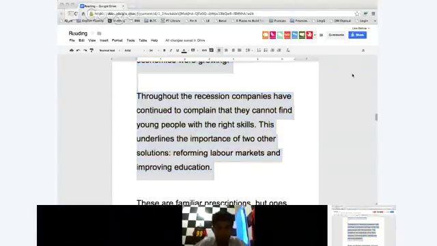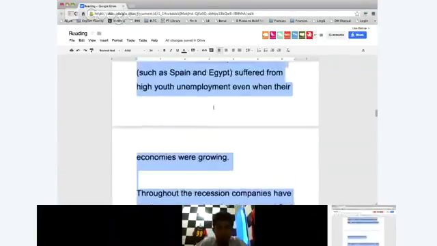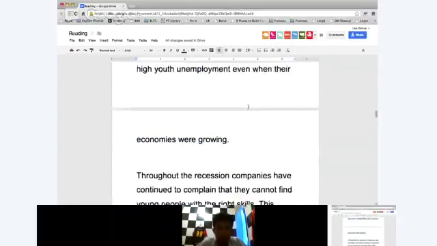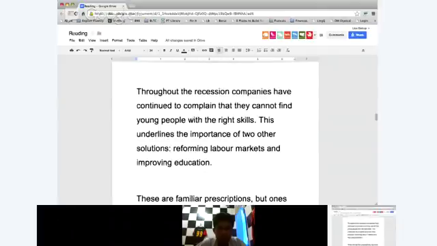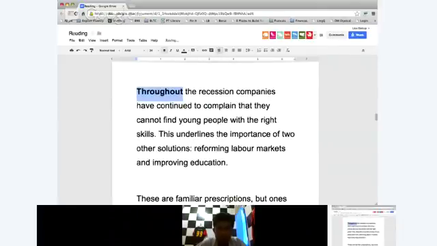So basically, even when they were growing, some of these countries still had problems with young people not having enough jobs. And this word here, throughout, means during the recession. So during the whole time that we have been experiencing recession in different countries, companies have continued to complain. They are saying that they cannot find young people that have the right skills.